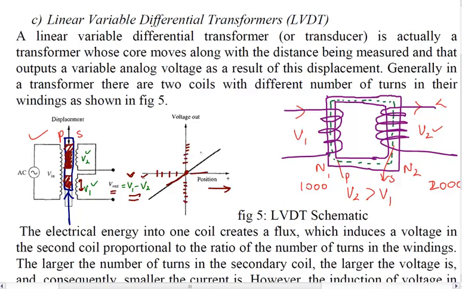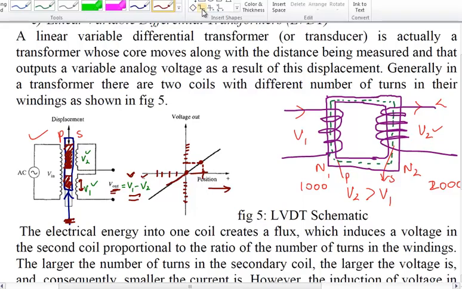So based on whatever the current position is, we will have some voltage value at V out, and with that we will be able to exactly find out what the position is. And that is basically what happens in a linear variable differential transformer.